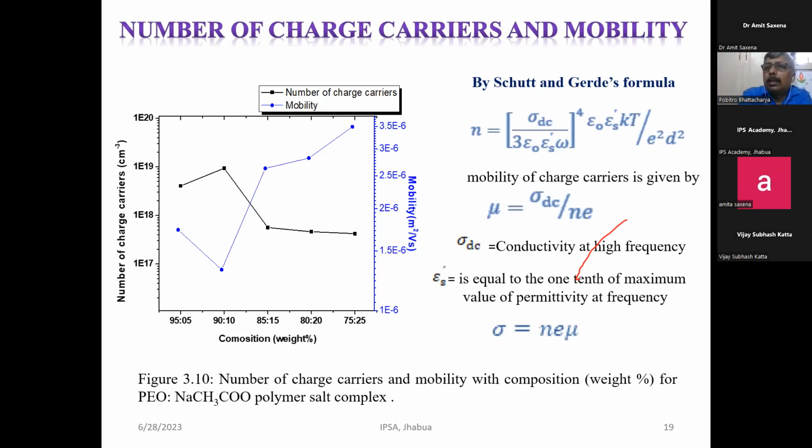Dr. Amit and one of my students are coming up with some guidelines on these also, that what type of theory you should apply for calculating N and mu, which theory on which type of system. Maybe it is Schütt and Gerdes, maybe it is Rice and Roth, maybe it is Trukhan's model. How to decide what is the deciding factor? Maybe very soon they will come up with that data as a paper.